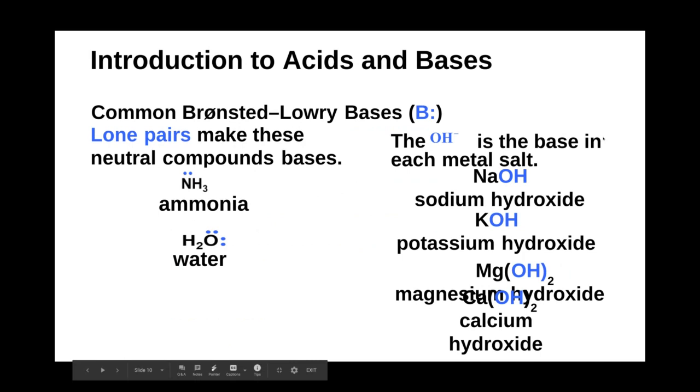Now, that's typically what we see, but in other cases, when we have metal salts such as sodium hydroxide or potassium hydroxide, the metal is essentially forgotten, and we're really looking at the OH as the B, because OH has the capacity, because it has lone pairs, to accept free protons from the area around it.